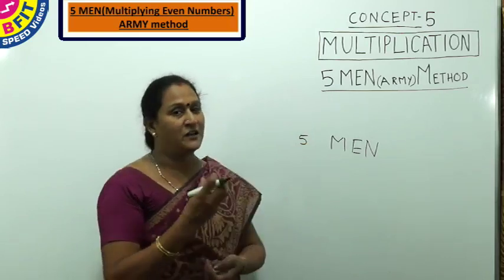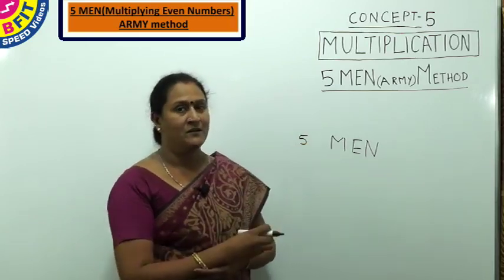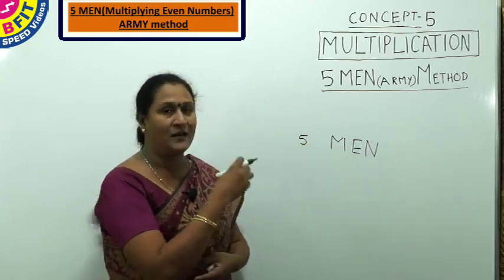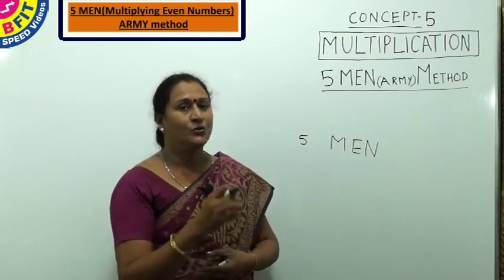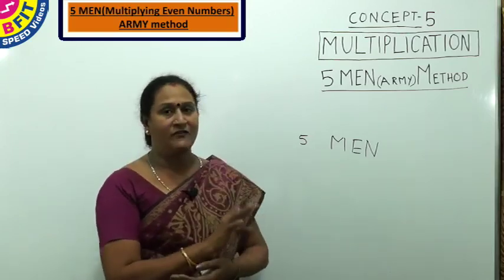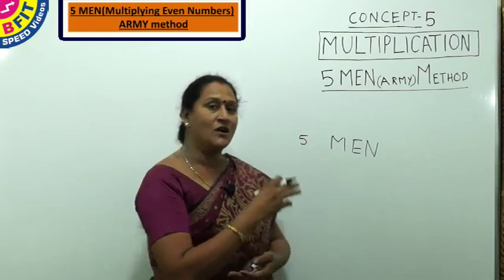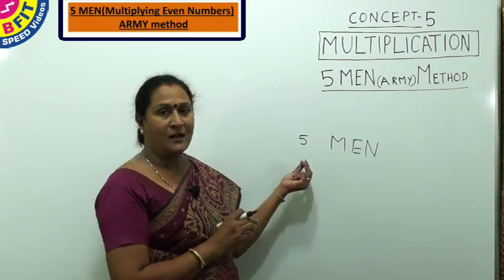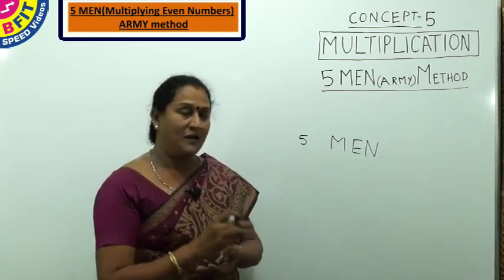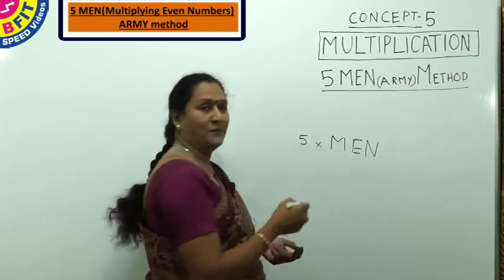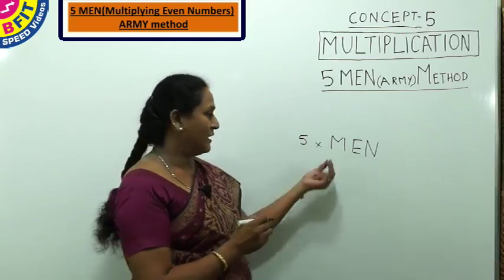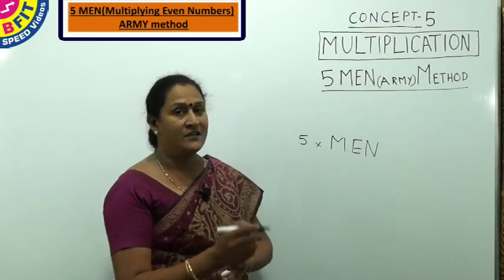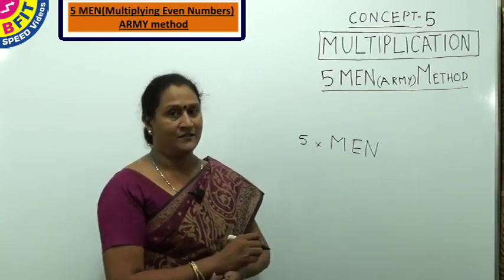Whenever there is a mnemonic, we can easily remember. Some funny concepts, if we remember like that, it will be easy for us to do the working. We have a film like 5-man army, so we can relate this concept to that movie and easily remember. Whenever a number ends with 5 and we are multiplying that number with an even number, we'll see how easily we can get the answer.